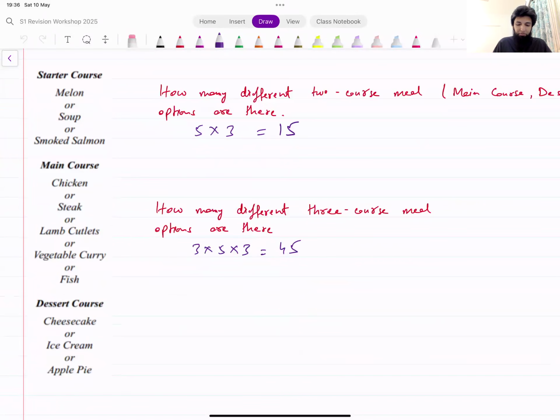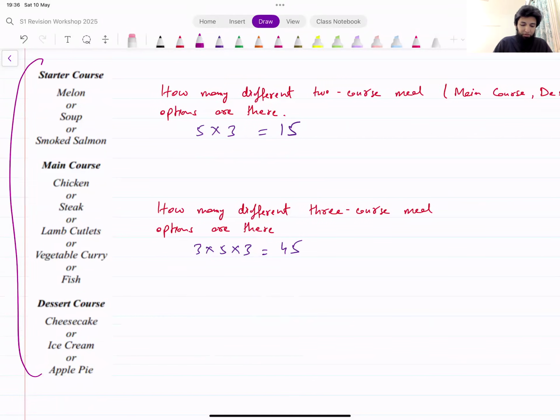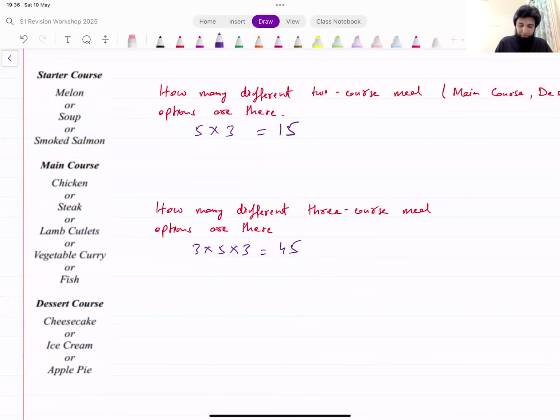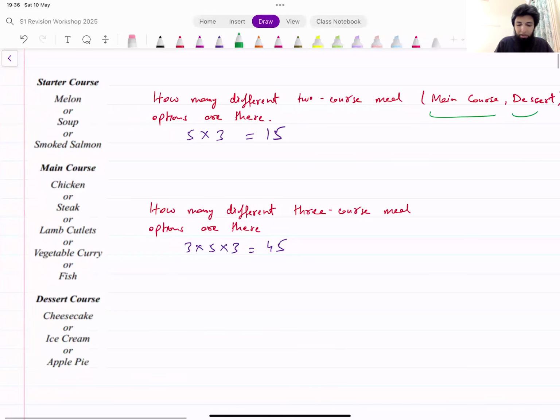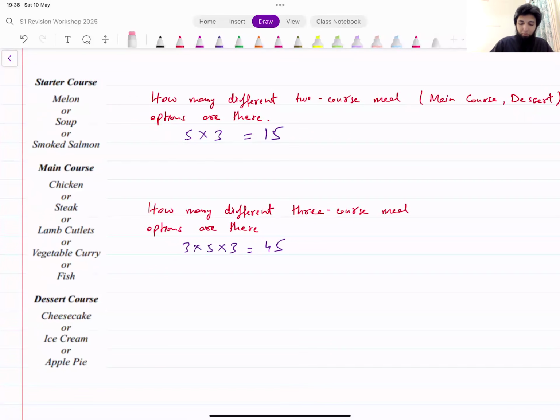We've got a menu for a restaurant here. We've got starters, main course, and dessert. There are 3 different starter options, 5 main course, and 3 dessert options. It says how many different 2-course meal options are there such that you choose a main course and dessert. How many options would you have in that case?